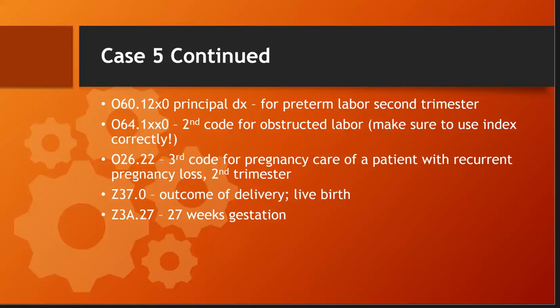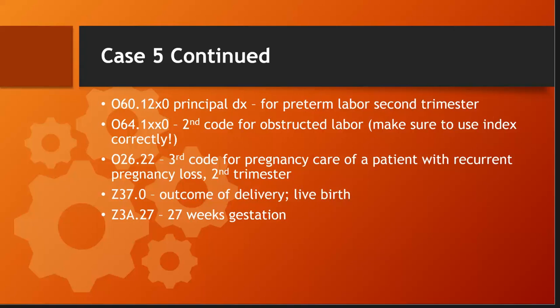And remember that the lowercase x is a placeholder. This particular code requires a 7th character, which we are given those options at O60. And we have to use a placeholder character to be able to use the 7th character correctly. It has to be in the 7th position. We can't code O60.120. We have to code O60.12X0. And 0 is identified for a single gestation as per the note box given to us at the beginning of that particular code category.